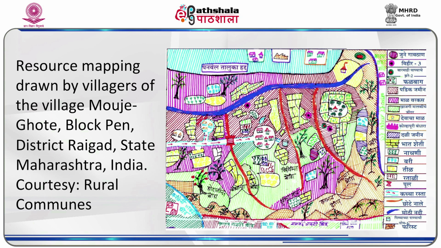While drawing a resource map, ask the villagers first to draw the boundaries of the village. Ask them to show locations of wells, borewells, lakes, dry land, grazing land, farms and medicinal plants. Once the map is ready, one can have a discussion on how to save the natural resources.